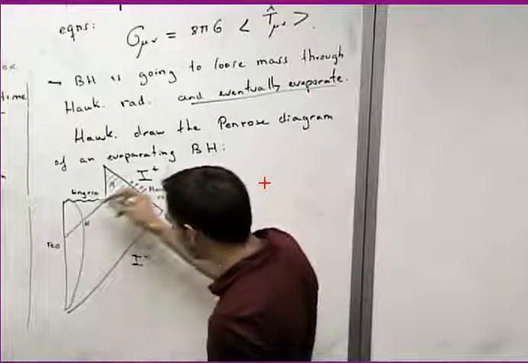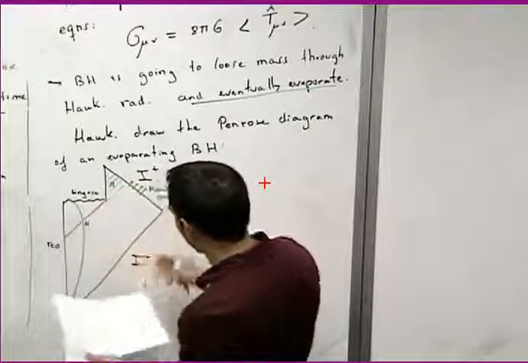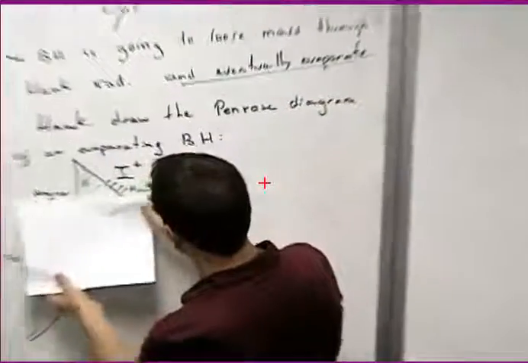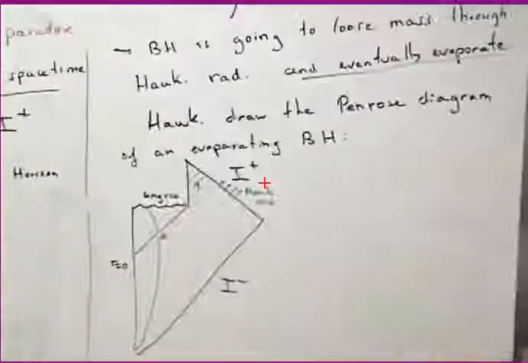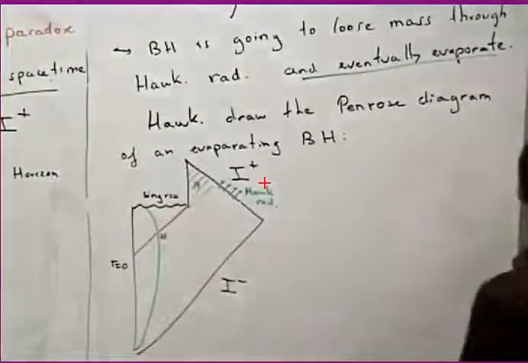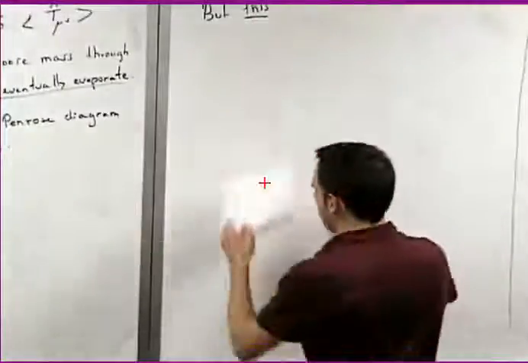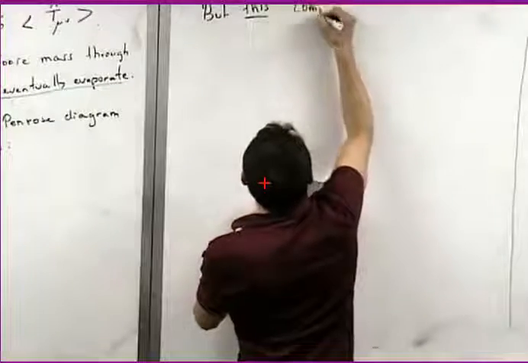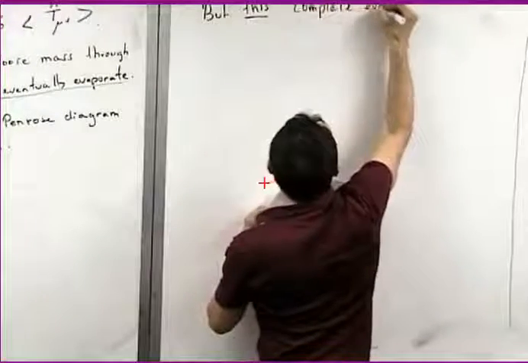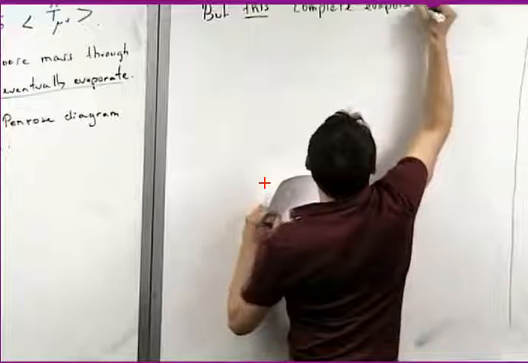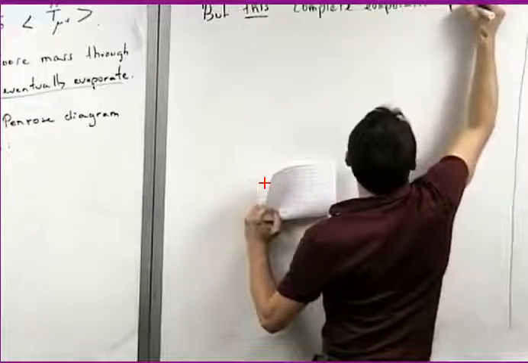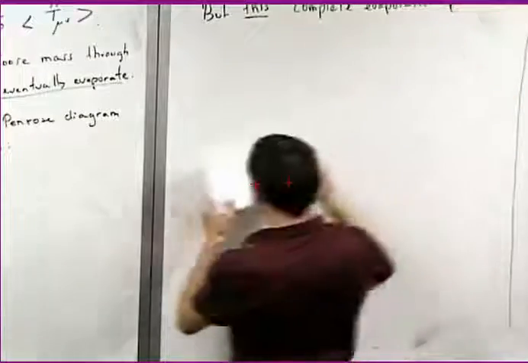You have a black hole initially. It has been produced by a star, and after some time, Hawking evaporation. But I emphasize this because I talk about this Penrose diagram: complete evaporation poses a problem.